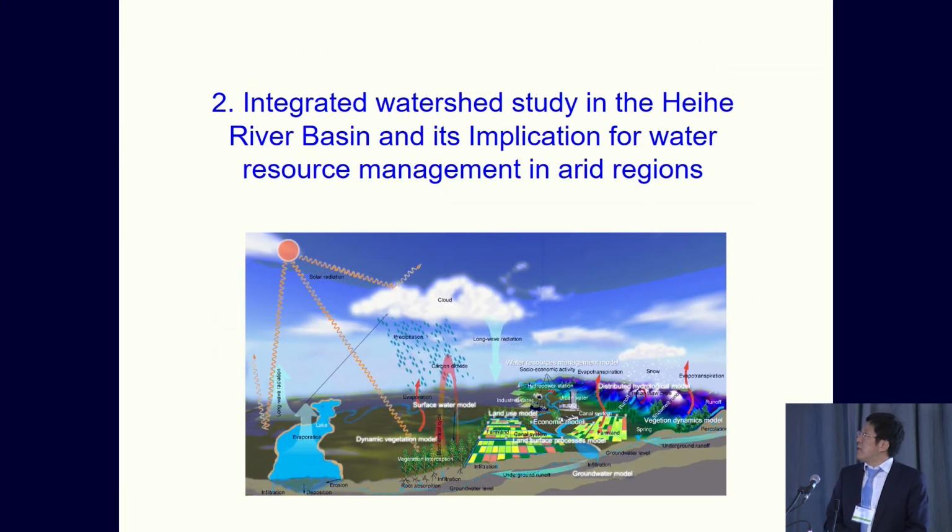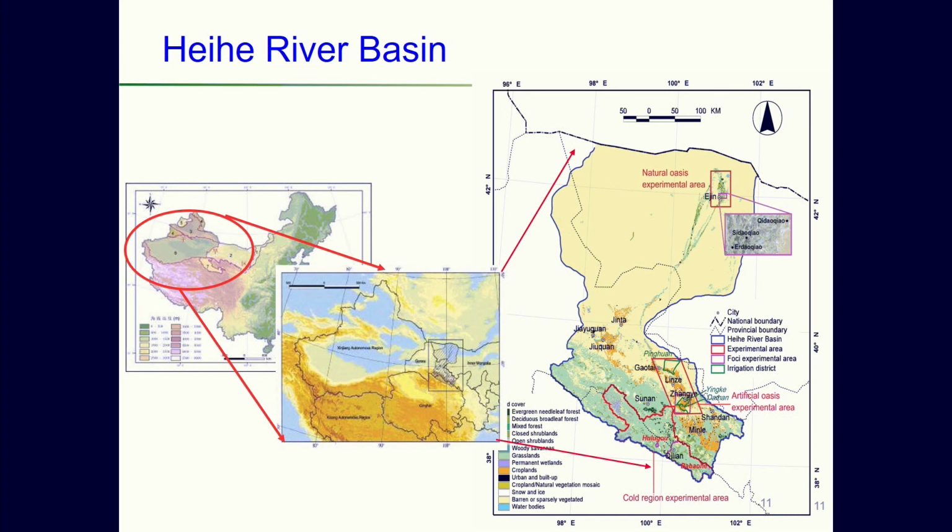And the second part, I would like to use one of the endorheic river basins in northwest China as a case study to introduce some integrated water studies to pursue this kind of sustainable development of inland river basins. This river basin is located here. Here is the arid region of China.